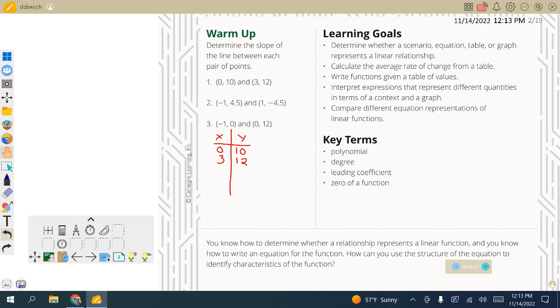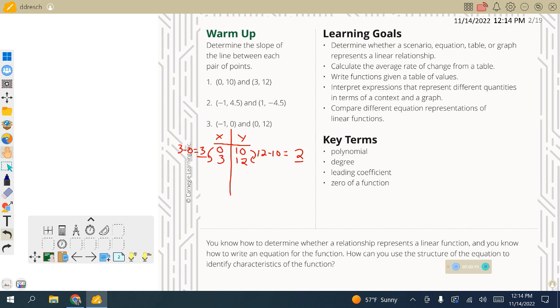How do you go from 10 to 12? What are you guys doing, going up or going down? And how much is it going up? Yep, 12 minus 10, which is 2. And then let's see on the other side. How are you going from 0 to 3? Plus 3, right? Same thing, right? 3 minus 0 is 3, right?